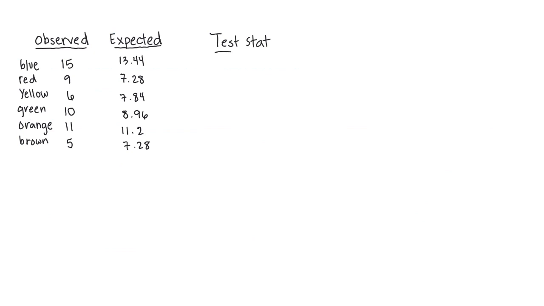So I've rewritten our observed and our expected values on this page. And remember that the formula for our test stat is the sum of the difference of the observed and the expected squared divided by the expected. So we're going to have 6 fractions to add up in this sum. So starting off with blue, our observed was 15 minus the expected, which is 13.44. So we're going to take that difference, square it, and then divide by the expected, which is 13.44. Plus, now we'll move on to red.